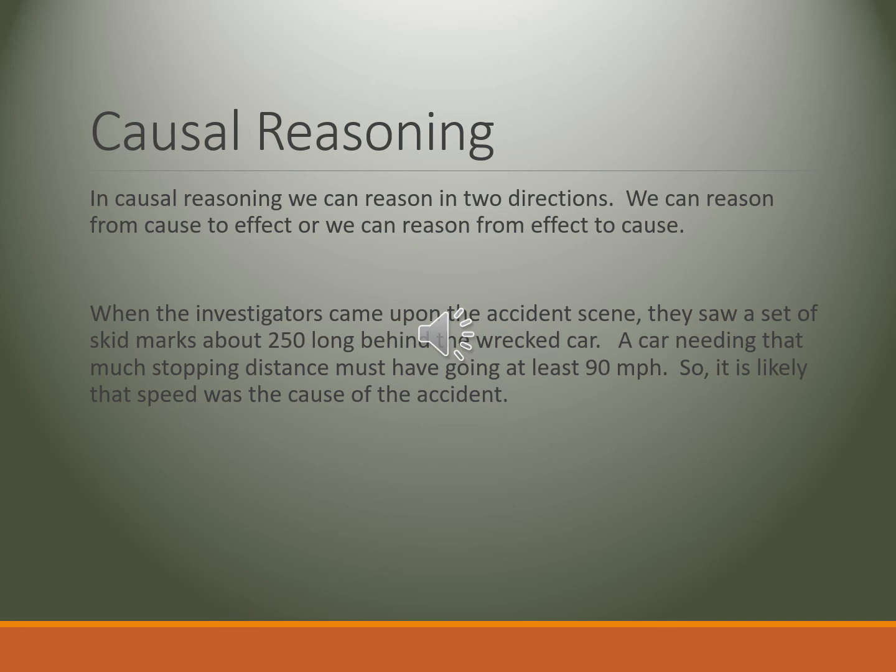Causal reasoning is the last of our typical types of inductive reasoning. In causal reasoning, we are connecting cause to effect, and we can reason from cause to effect, or we can reason from effect back to cause. Here's an example of reasoning from cause to effect. You know a person who smokes, and you argue that given the fact that you smoke, it is likely that you will have serious health consequences down the road.